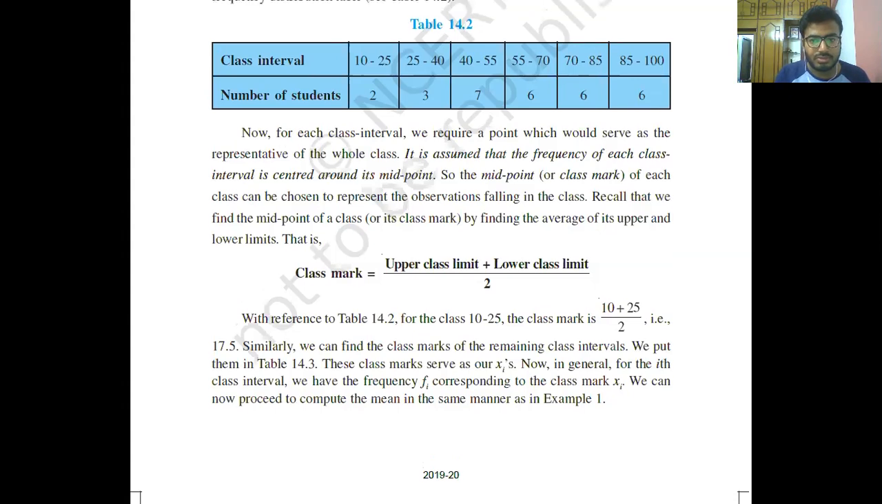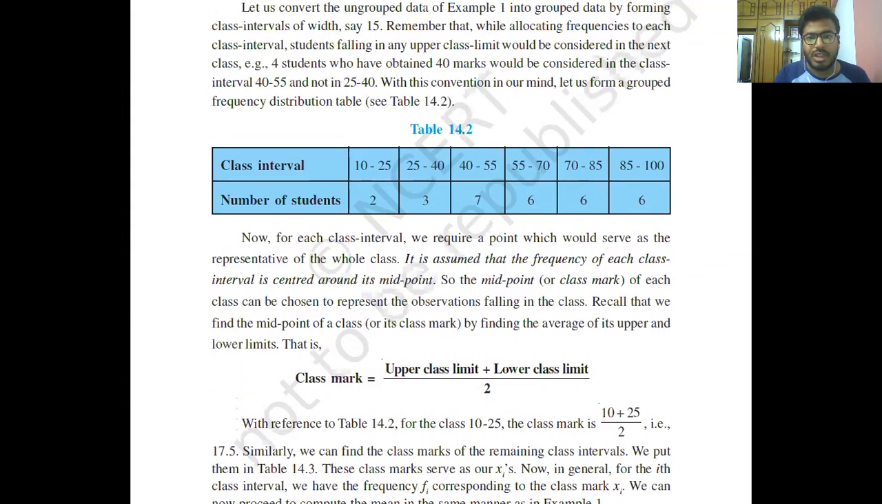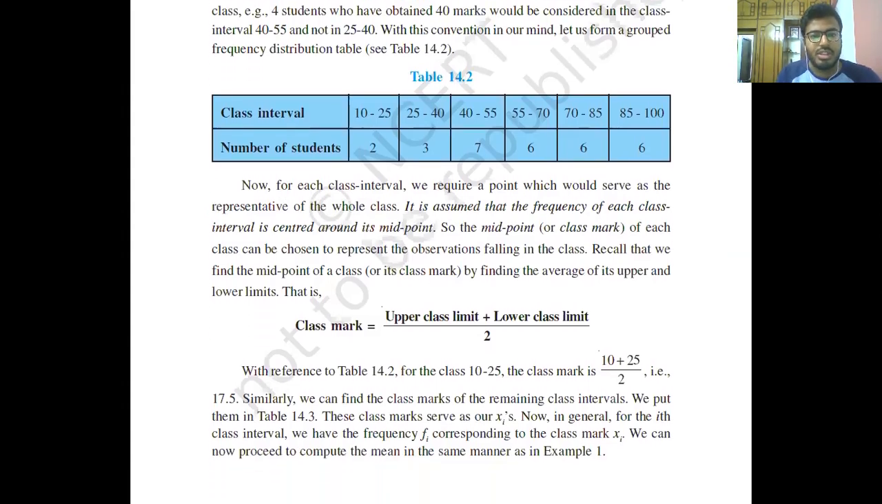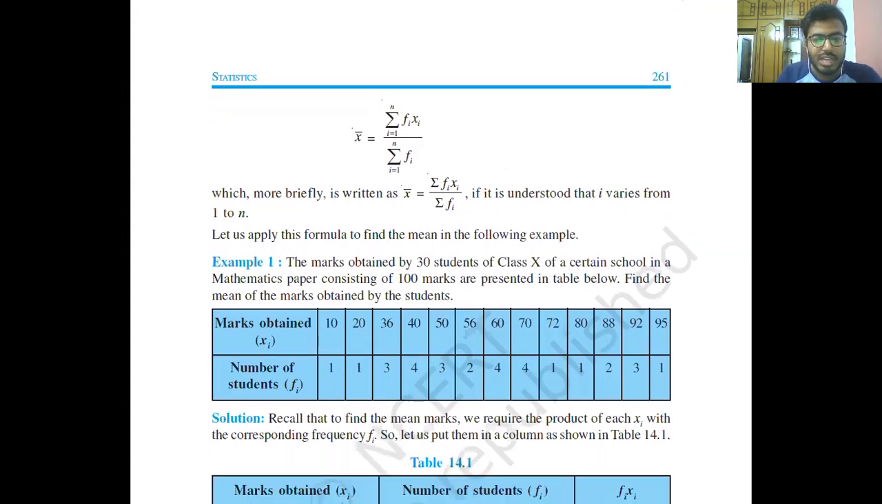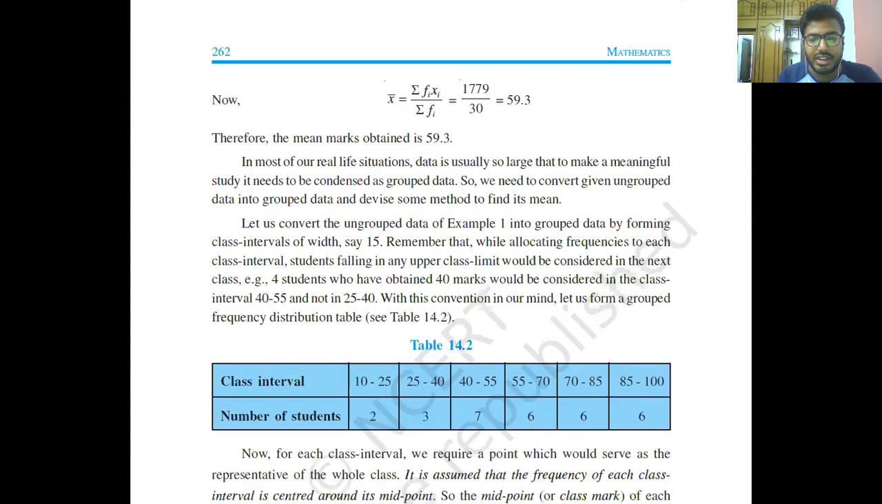Okay, now the next method which we are going to discuss is the direct method. The first method is known as the direct method. Now look here, 10 to 25, 25 to 40, 40 to 55, and all these are the classes. Now how have we arranged it? We have got the number of students here. Just look here, 10 to 25. Now in 10 marks there is 1 student, in 20 marks how many? 1. So 1 plus 1 is how much, 2. So that's how we are getting 2 here.